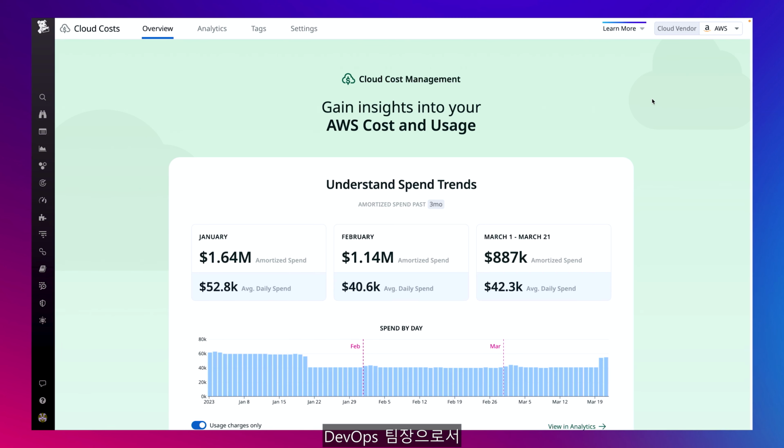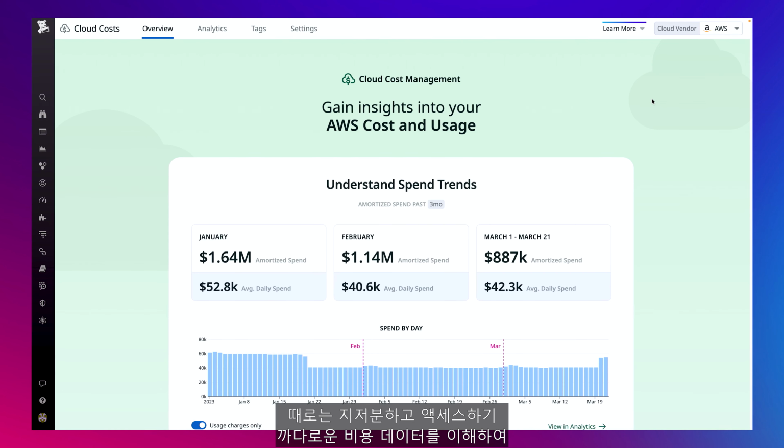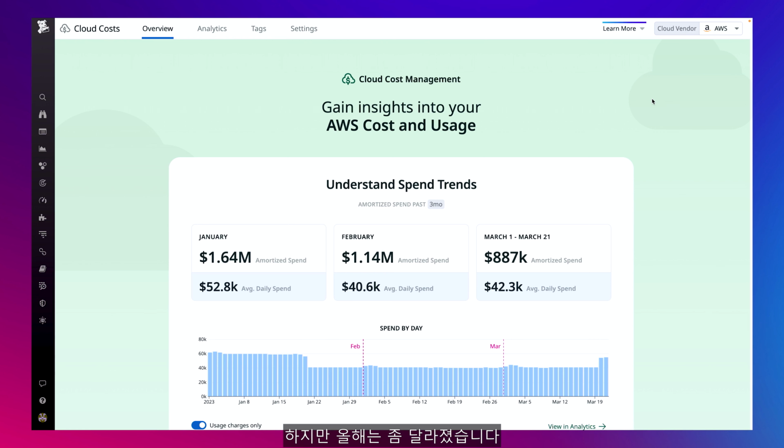As DevOps team lead, I often have to make sense of messy, hard-to-access cost data to help finance and leadership understand why our costs changed. But this year it's different. Our engineering leadership is asking everyone to monitor costs as a KPI for the applications they own.